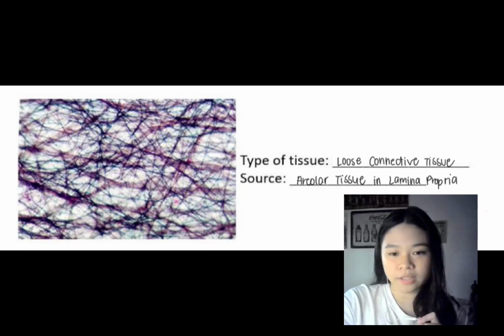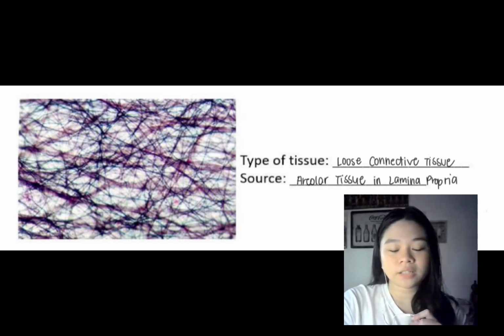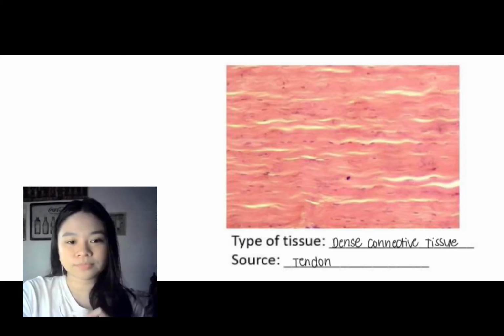Next one is the areolar tissue. Areolar connective tissue is a type of dense, irregular connective tissue found in the human body. It consists mainly of a network of fibers and cells which are held together by a gel-like matrix. Like the trachea, the areolar tissue is also a connective type of tissue.